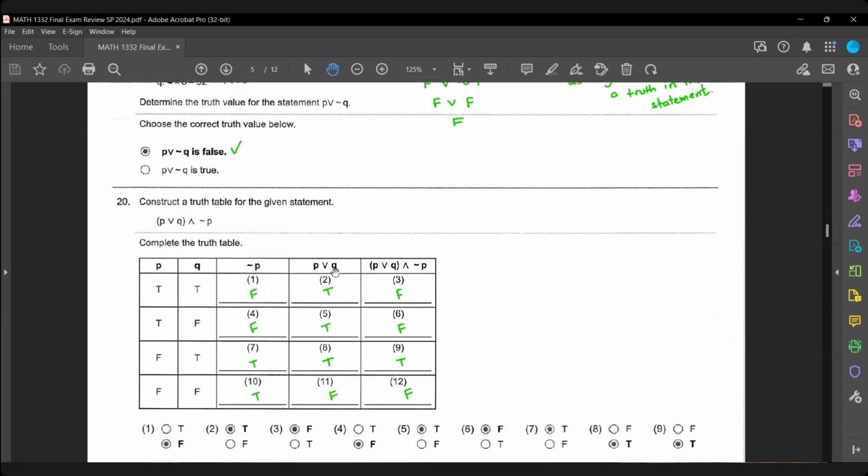Then it wants us to connect this column with this column using the connective and. And the connective and is only true when both of the components are true. So that's why when you look at this column and this column, true, false, that will be false. True, false, that will be false. True and true is true. But false and true is false.